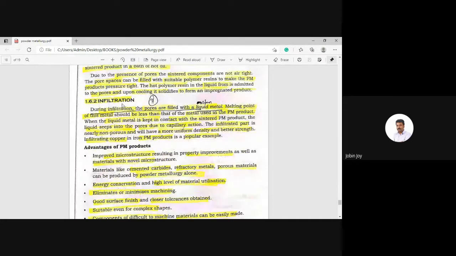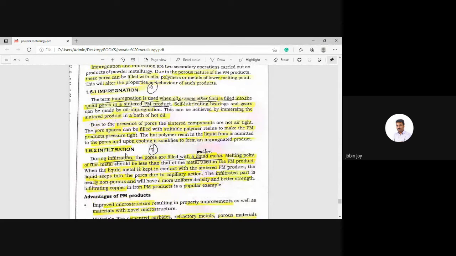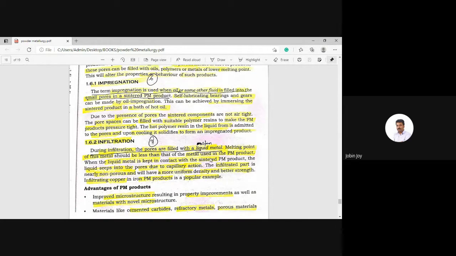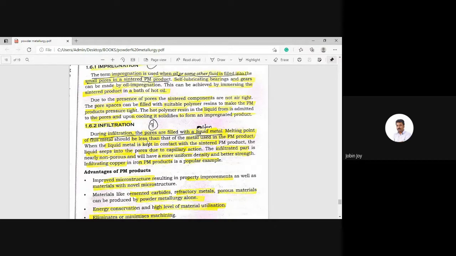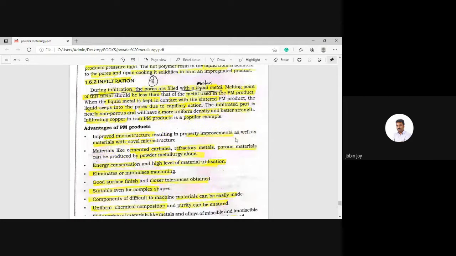Then the next secondary operation is infiltration. During infiltration, the pores are filled with a liquid molten metal. That is the basic difference between impregnation and infiltration. Impregnation means oil or some other fluid, whereas infiltration means we fill the pores with a molten or liquid metal. The melting point of this metal should be less than that of the metal used in the powder metallurgy product.